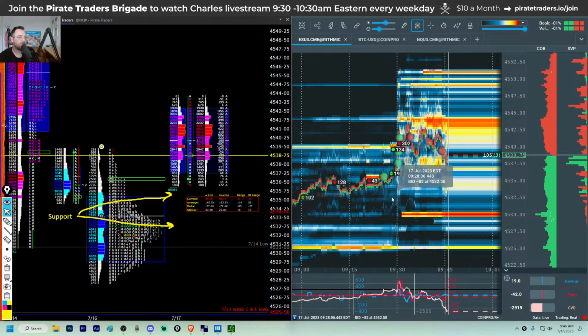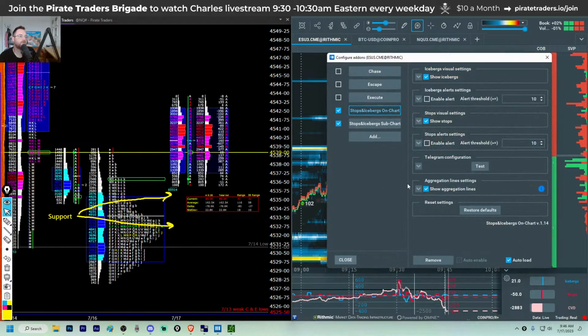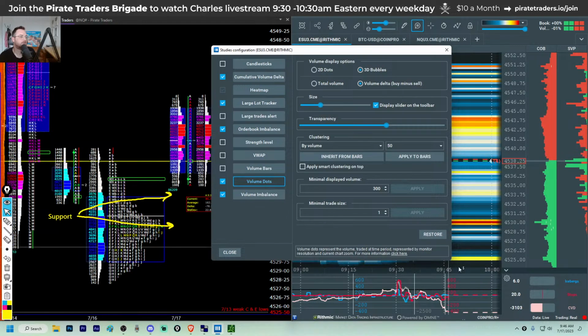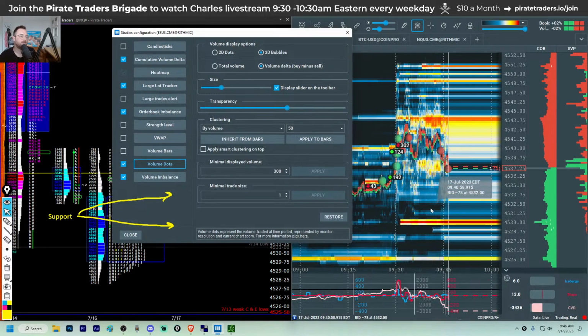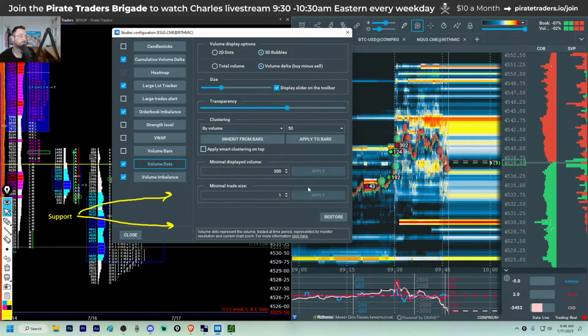JK, do I mind showing my volume dot settings? No, not at all. The reason I have my settings set up the way they are is I want as minimal distractions as possible. For me, I only want to know when it's a huge divergence in price. A lot more buyers or a lot more sellers. So with both the volume dots and the icebergs and stop setting, I have the order size very, very large. Minimal display volume 300. So that I only see the big boys.